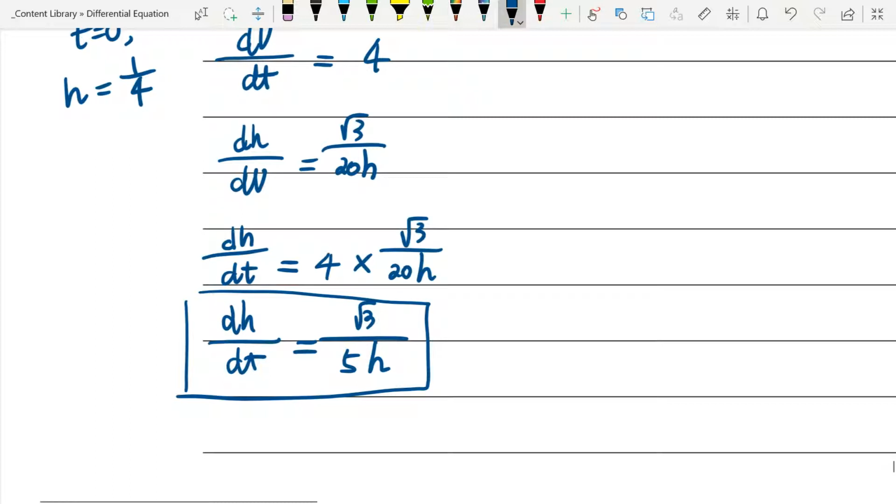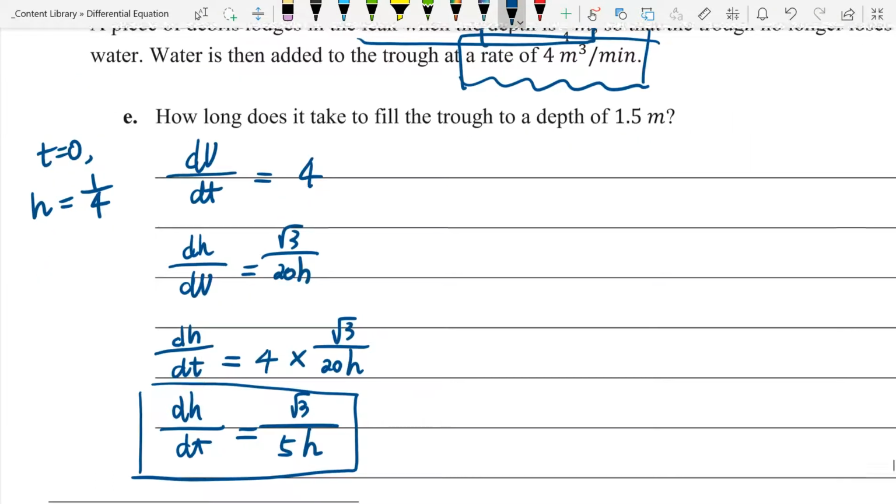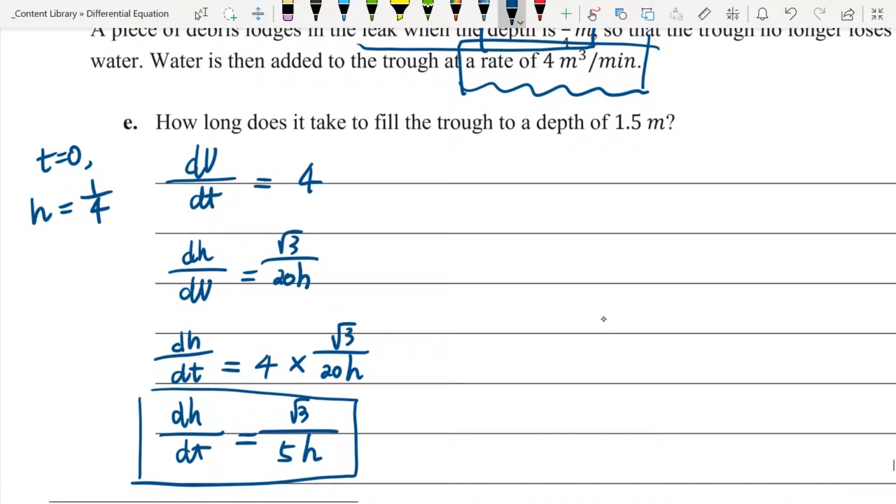Okay, when you have a differential equation, see what it's asking: how long does it take to fill this to a depth of 1.5 meters? So what we have now is t equals 0, h equals a quarter. And I want to ask myself, t equals what? I have my h equals 1.5. Okay, this is what I'm interested in. So I want to work out the time.